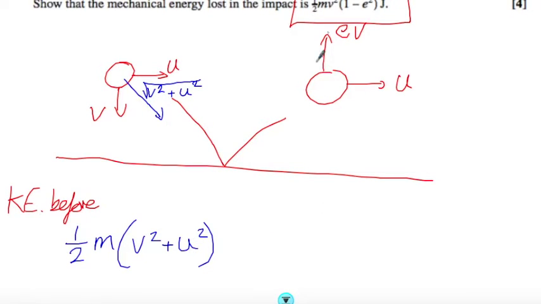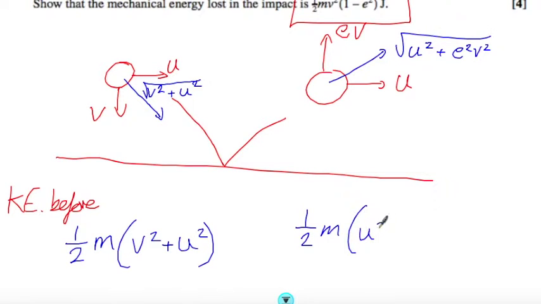And then the velocity after, well, we're going to see the same thing here. So this is again going to be the hypotenuse of both of these. So what we're basically doing is taking two velocities and turning them into an overall magnitude. So it's going to be the square root of u squared plus this squared, which is e squared v squared. So we're going to have a similar thing where this is going to be a half m, and then we've got to square this, so we'll get u squared plus e squared v squared.